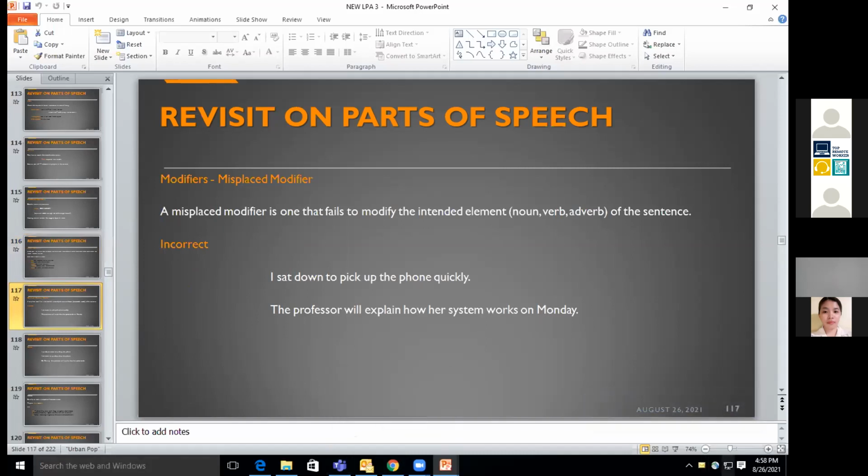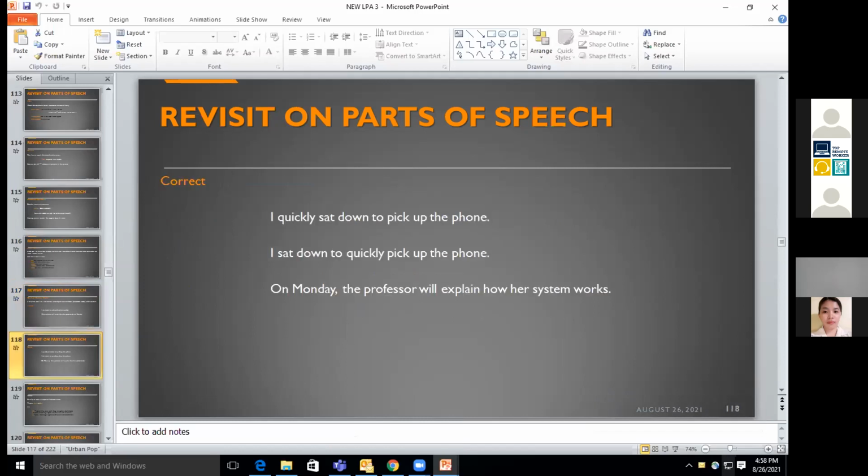Modifiers. Misplaced modifier. A misplaced modifier is one that fails to modify the intended element, noun, verb, or adverb of the sentence. This is the incorrect: I sat down to pick up the phone quickly. The professor will explain how our system works on Monday. It's incorrect. Why is it incorrect? This is the correct one: I quickly sat down to pick up the phone. I sat down to quickly pick up the phone.